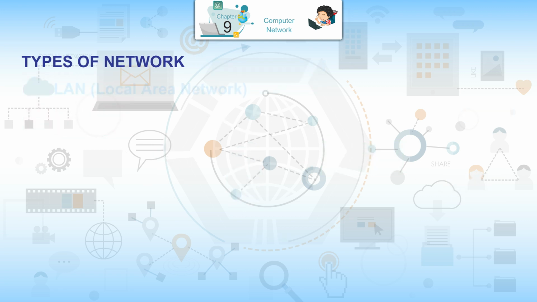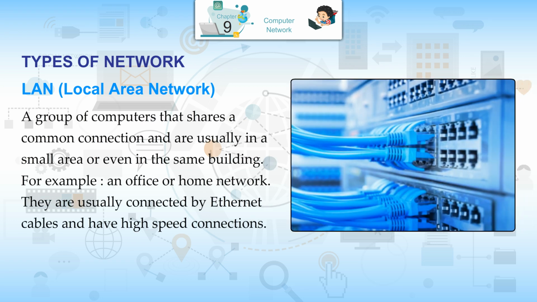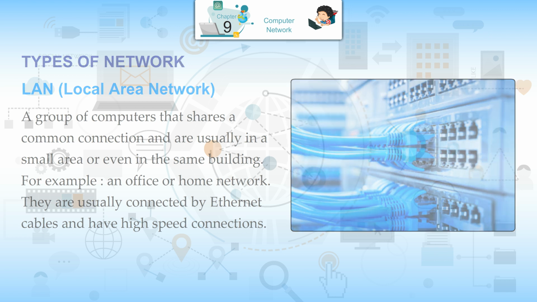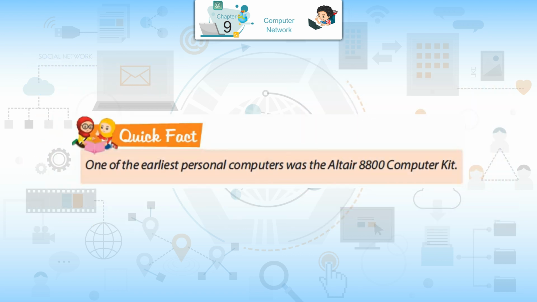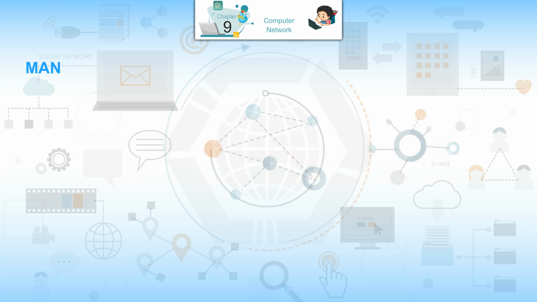Types of network. LAN, local area network. A group of computers that shares a common connection and are usually in a small area or even in the same building. For example, an office or home network. They are usually connected by Ethernet cables and have high-speed connections. Quick fact: one of the earliest personal computers was the Altair 8800 computer kit.